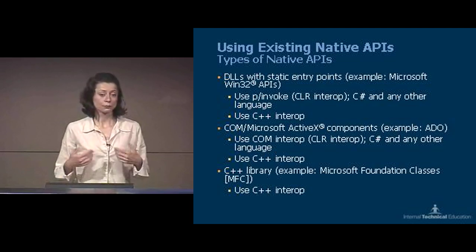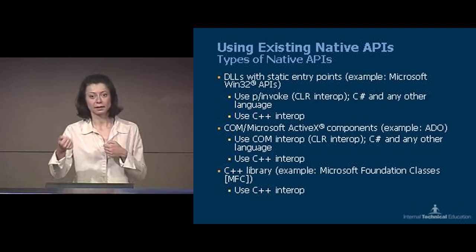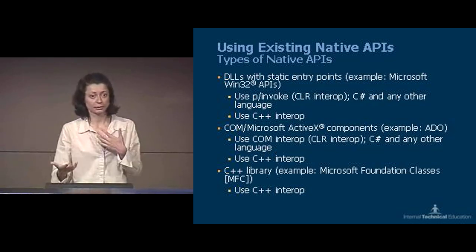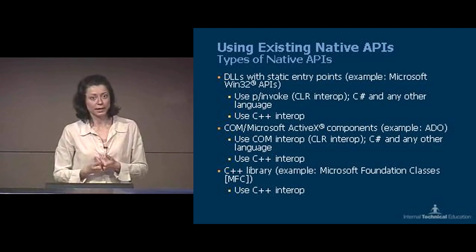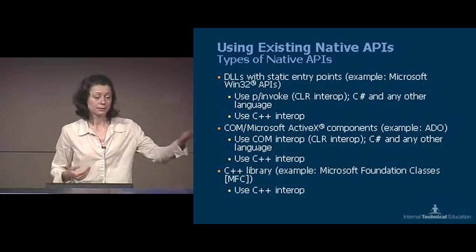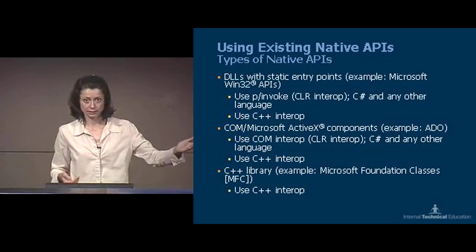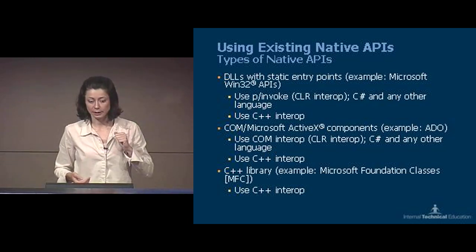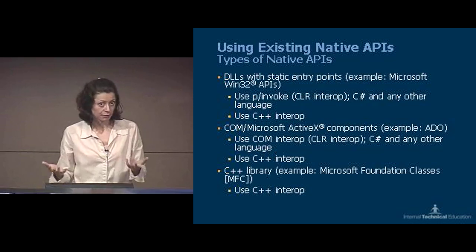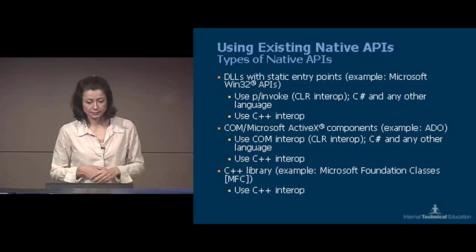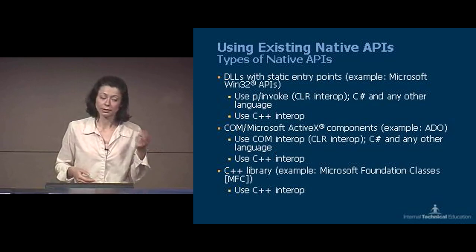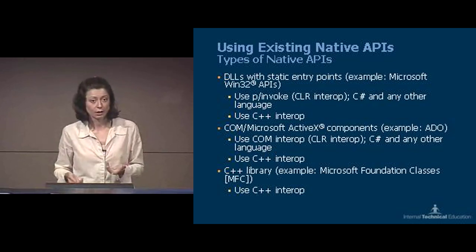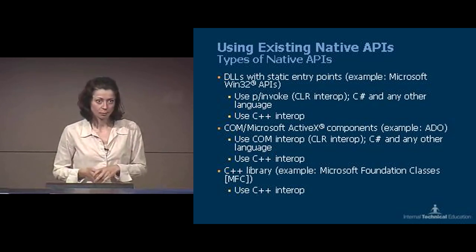And for this direction of interop, again, there are a couple of ways you can go. Which interop technology to use from your new managed library depends on what type of native API you have on the other side. There are a couple of types of native APIs. There are DLLs with static entry points, like Win32 APIs. For this, you can use CLR interop, which for this type of interop is called P/Invoke. Or you can, again, use C++ interop.